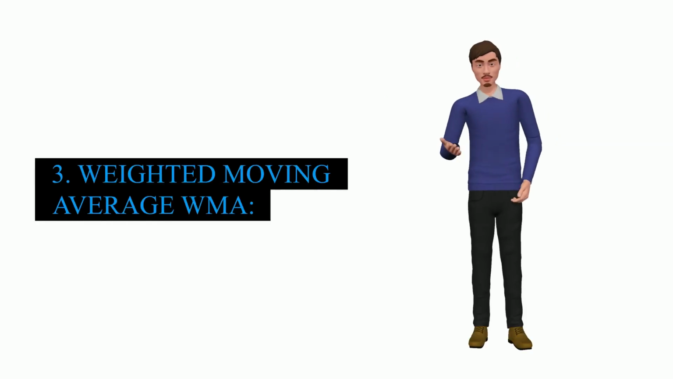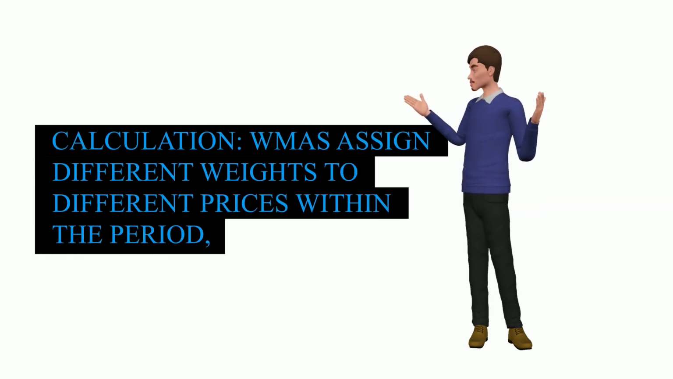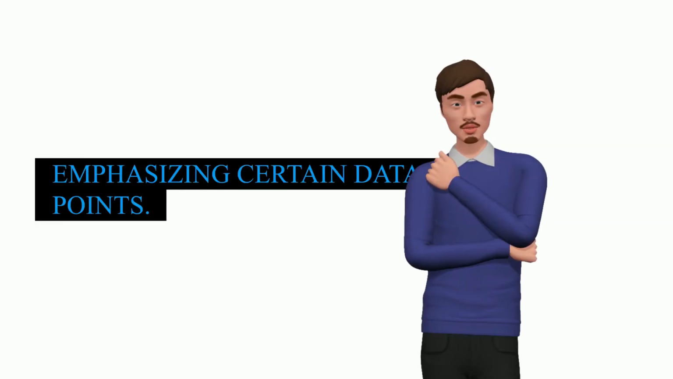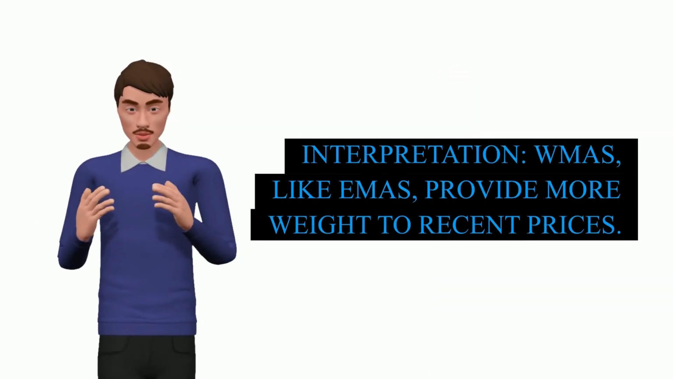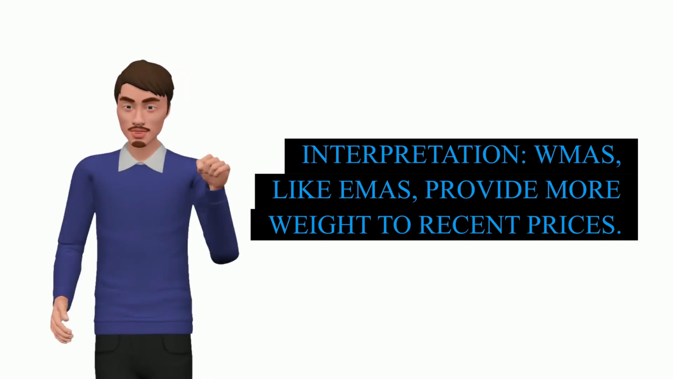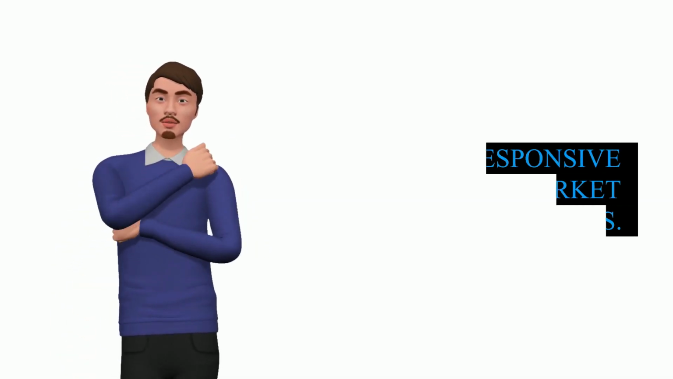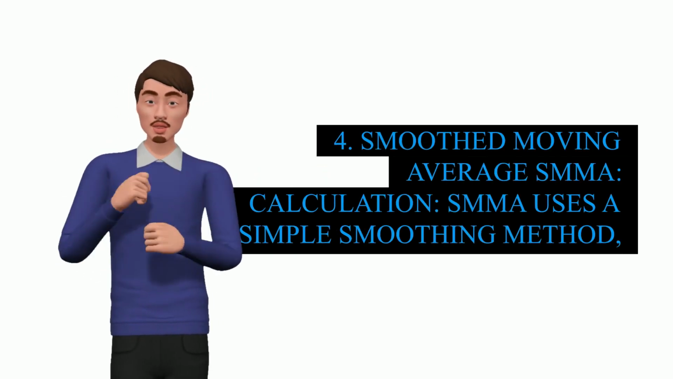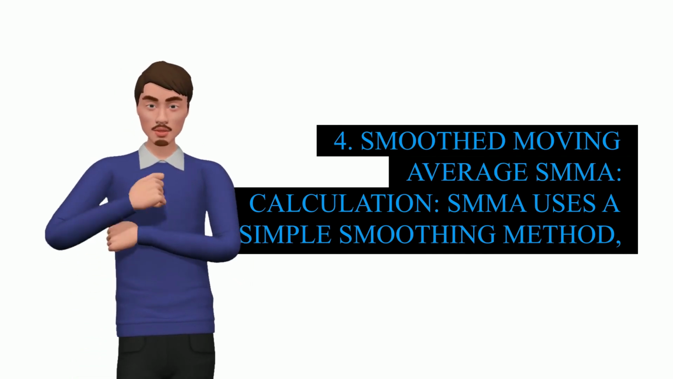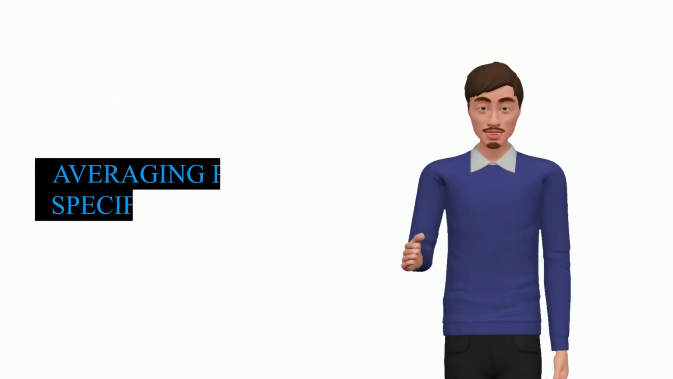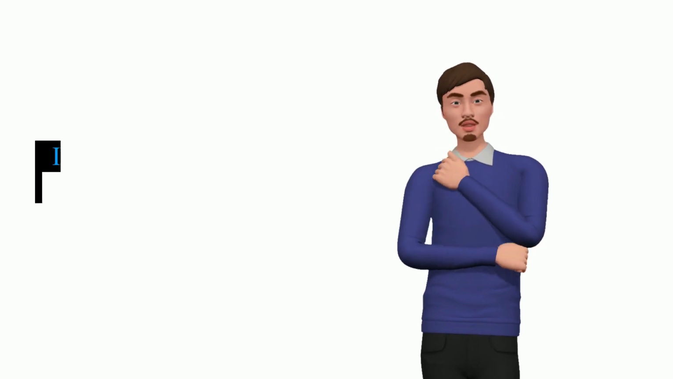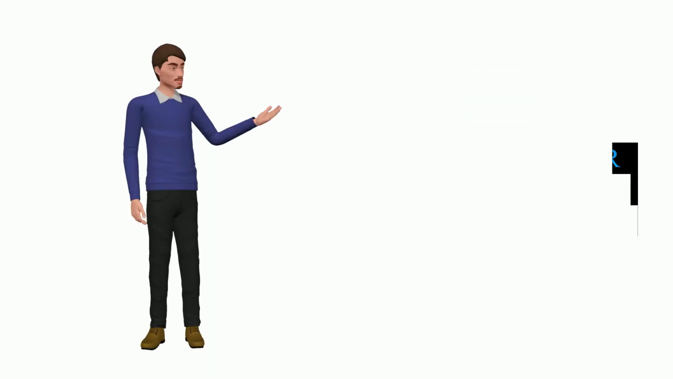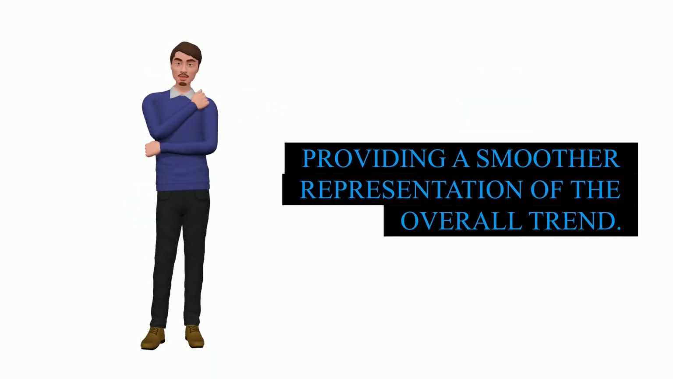3. Weighted moving average (WMA). Calculation: WMAs assign different weights to different prices within the period, emphasizing certain data points. Interpretation: WMAs, like EMAs, provide more weight to recent prices. They are more responsive to current market conditions. 4. Smoothed moving average (SMMA). Calculation: SMMA uses a simple smoothing method, averaging prices over a specified period. Interpretation: SMMA is less responsive to short-term fluctuations, providing a smoother representation of the overall trend.